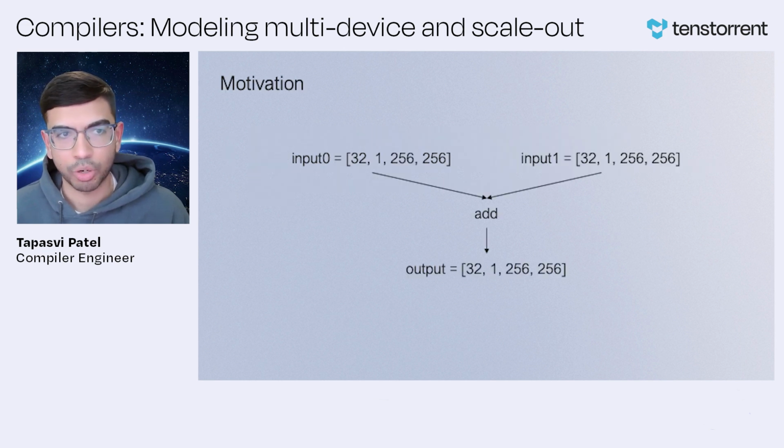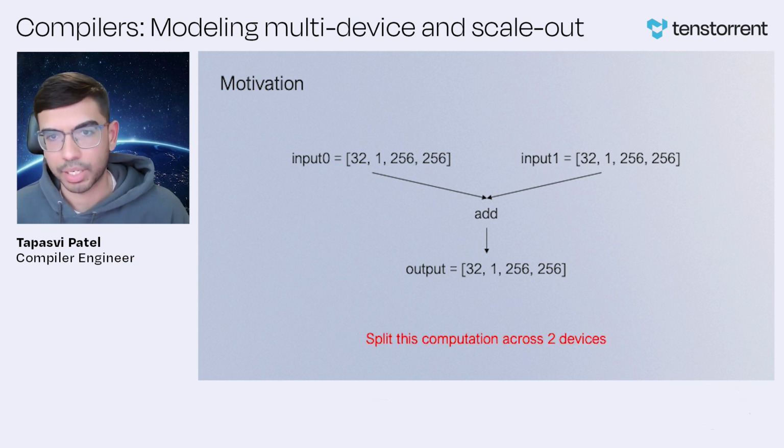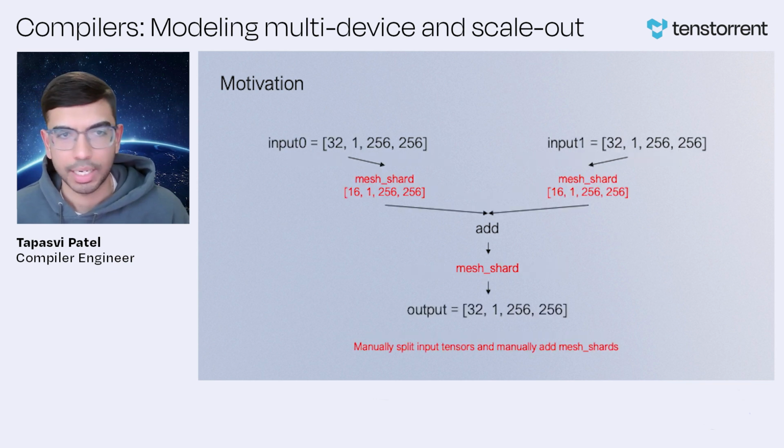So to set the stage for motivation, we have 2 input tensors. They are going to be added together. We're going to create an output tensor. We want to split this computation across 2 devices. Now we can manually write a mesh shard over here, and then write a mesh shard here to do some concatenation. But this is extremely tedious. This is just one op, but let's say you had 100 ops or 1,000 ops. It's very difficult to figure this out. As well, add is pretty simple, but if you have reshapes, broadcasts, convolutions, it gets a lot more complex.